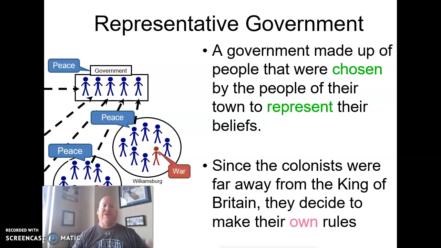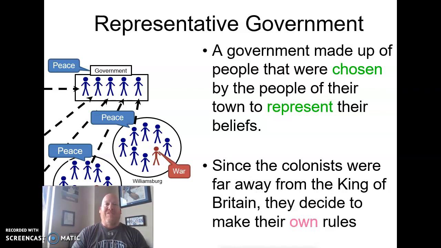Basically, here's the problem. You've got the entire Atlantic Ocean in between England and the United States. And back in those days, it took months to get from one place to the other because you had to travel the entire length of the ocean. So if important things in the American colonies needed to be decided, a lot of times you couldn't wait for months for your question to get over to England and then England to send the answer back. It just didn't work. So what the people decided to do was, we will make our own rules.